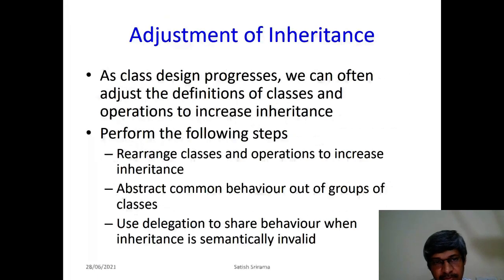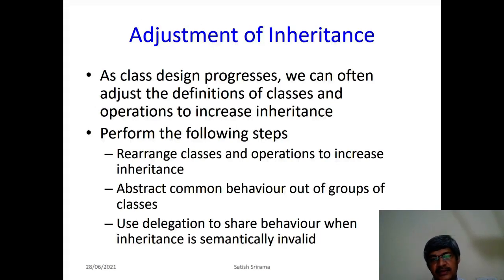Now let us move to the next topic, adjustment of inheritance. As class design is progressing, we can often adjust the definitions of classes and operations to increase the inheritance. We have seen several steps in which we have been adding methods, we have been adding classes, and then we have reified the classes, so operations into classes. We have done this during the design stage, both at class design and also the system design. So we have been thinking about adding further classes, isn't it?